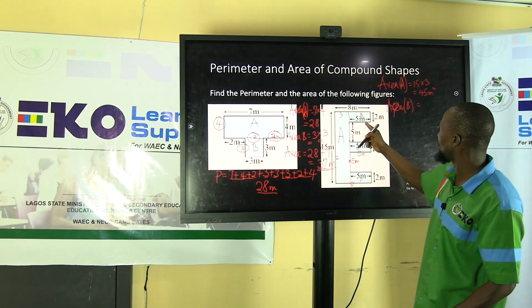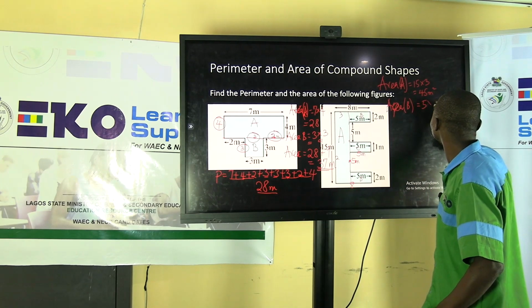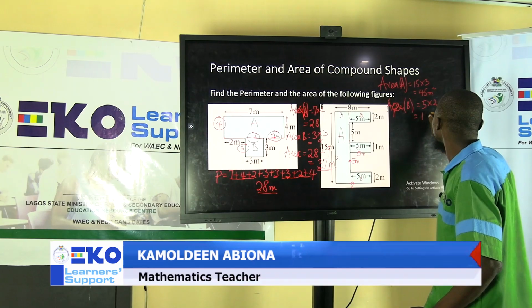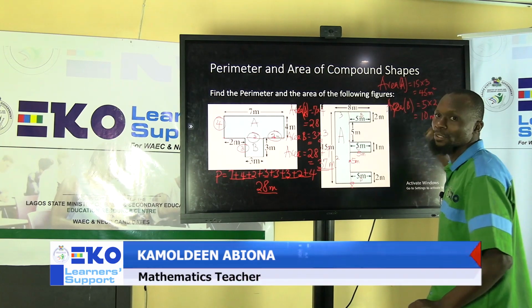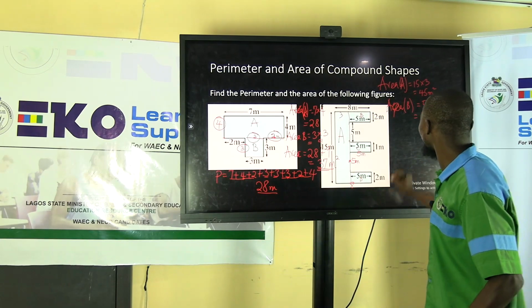Area B, this is B. This is 5 meter by 2 meter. That's 5 by 2, which is what? 10 meters squared. So I've got area B, area C.